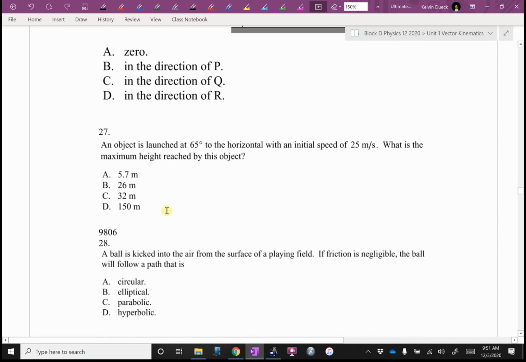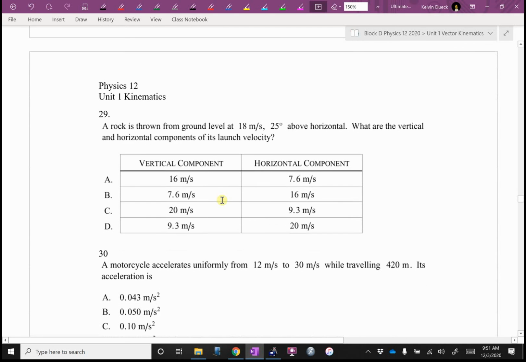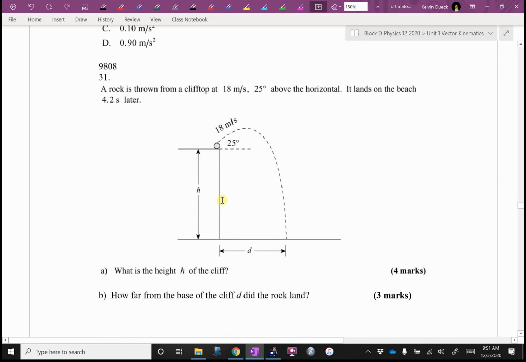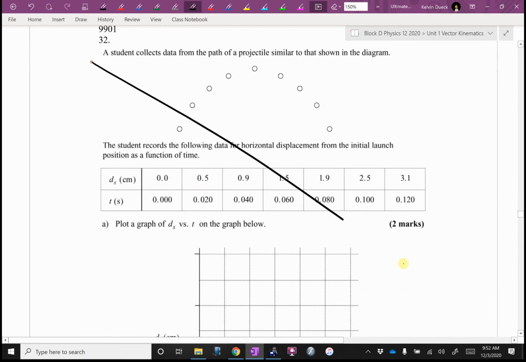26 is good. 27 is good. 28 is good. 29 is good. 30 is good. Oh, 31 is fine. 31's going to fall apart. Do you know how I can tell 31's going to fall apart? They gave me time, which means I got t in both columns. They want me to find the height and the range. Easy peasy. Make your t-table components, but then you should find, oh, I got 3 things in each column. I can find d. No problem. 32 you can cross out.